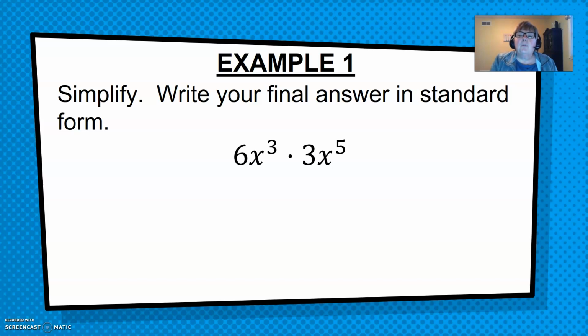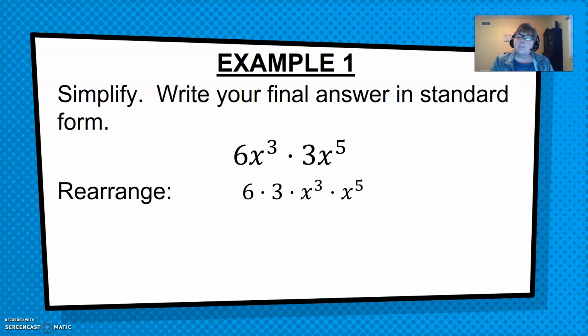So what I want to do is rearrange these numbers, or these monomials. I want to rearrange them so that I put the numbers together, the coefficients, and then I put the x terms together. So it's going to look like this. I have 6 times 3 times x to the third times x to the fifth. So I have all four of those things there. They're just rearranged. What this does is just allows me to be able to simplify this a little bit more. So I'm going to multiply the things that are alike. So 6 times 3 and x to the third times x to the fifth.